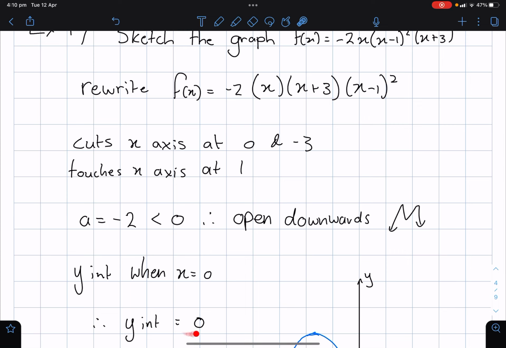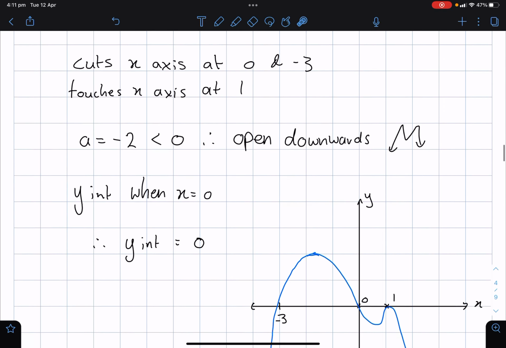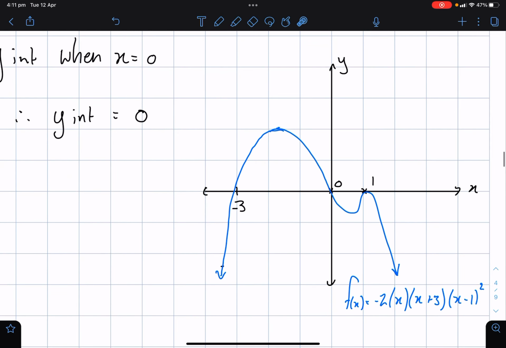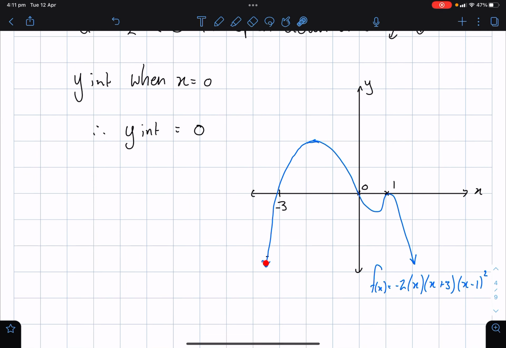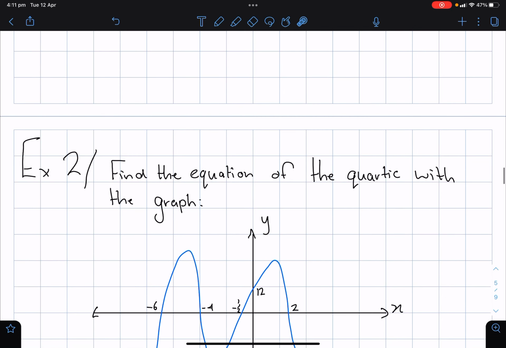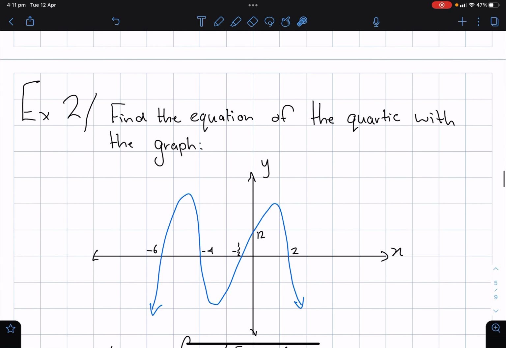So now that we have the y-intercept, we've got our shape, and we've got our intercepts, all right, we can sketch our graph. Please make sure that you have correct labeling for your axes, label your function, and also clearly label the points that it runs through, okay? So because it opens downwards, we start down here, move up through −3, down through 0, and then it touches at 1 and shoots off downwards. Make sure with quartics that your graphs are both either facing down on each end or facing up, depending on your a value, okay?